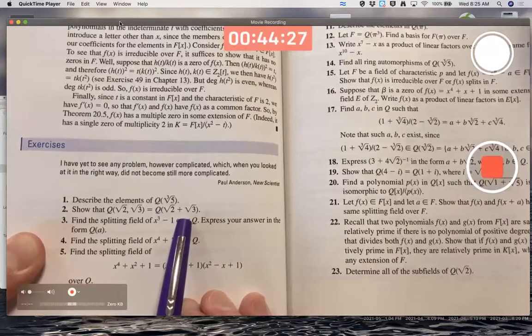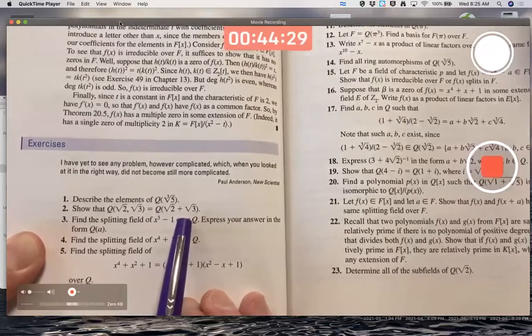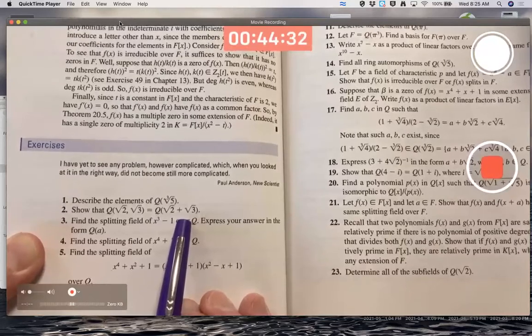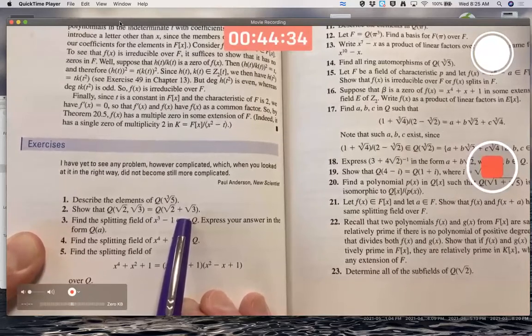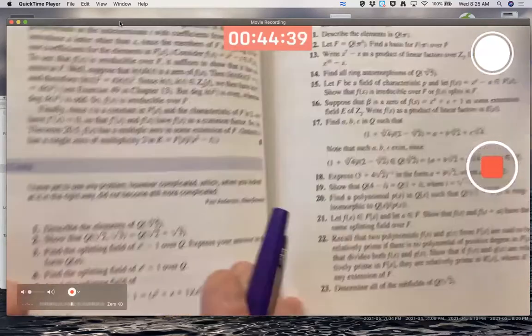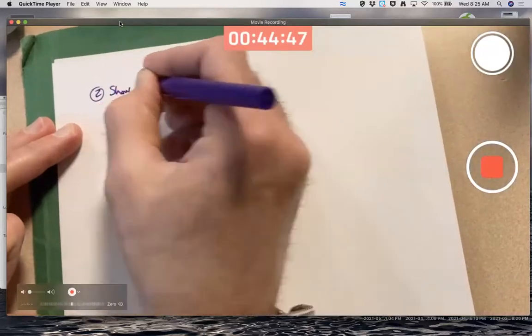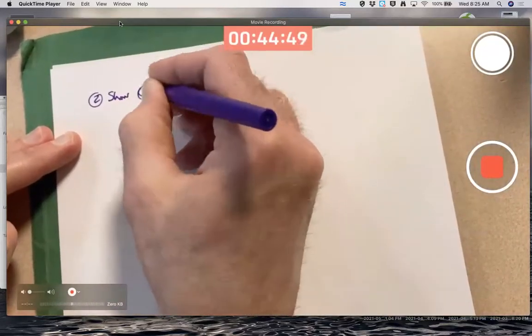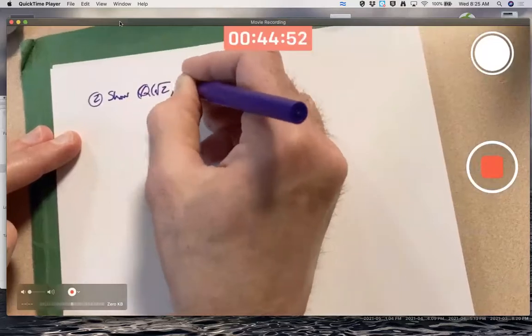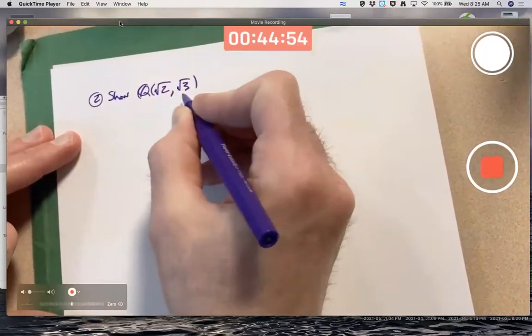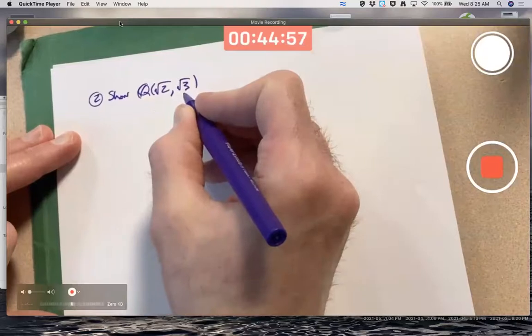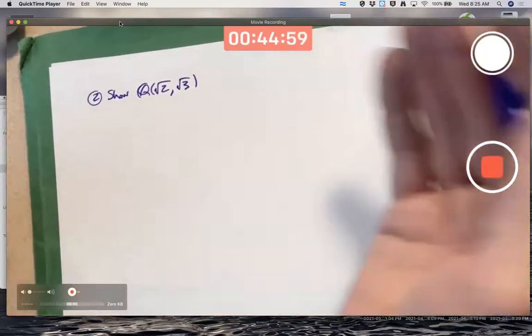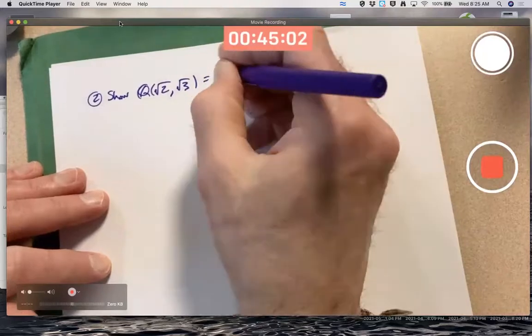Don't misinterpret that, though. That doesn't mean Q just union with that one number. There's plenty of other numbers, infinitely many others. The word adjoin is sometimes used, though. Here I'm adjoining both root 2 and root 3, but again, it's more than just that. There's infinitely many other things that are being adjoined as well.